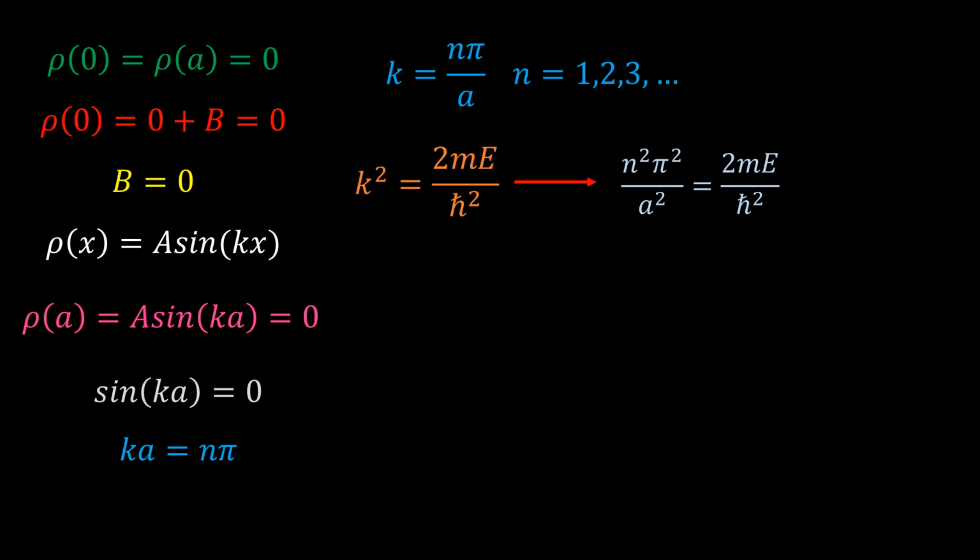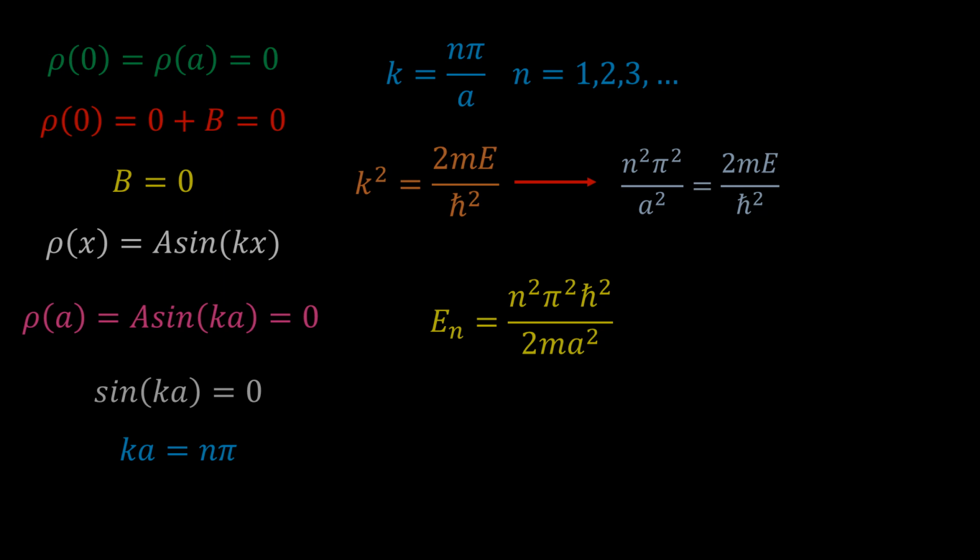Making E the subject of the formula, we have the energy of the electron equal to n squared pi squared h bar squared over 2ma squared. Notice that the energy of our electron has become quantized and indefinite. A single electron can now have many different energies, depending on the value of n. This E subscript n is referred to as the energy level of the electron or atom. We now have the function rho of x up to an overall constant a. So the wave function psi becomes this.